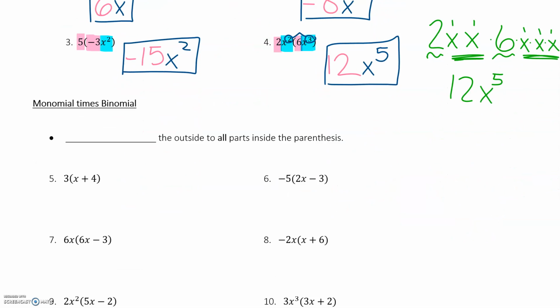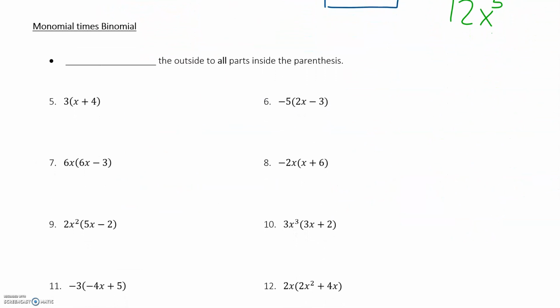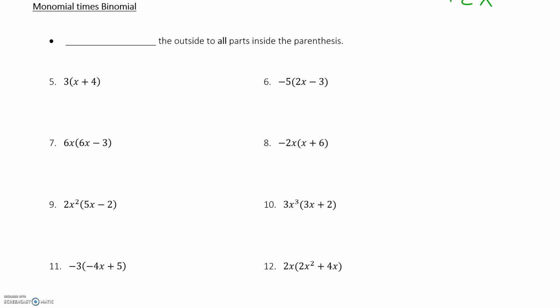All right, let's change it up a little bit more. Now we're going to look at taking a monomial. Remember what we said monomials were? That's right, one term. And now we're going to multiply it by a binomial. Do we remember what binomial is? Remember, the prefix bi means 2. So that means 2 terms. Okay? So that means we're going to have one term multiplied by 2 terms. That means we're going to have a plus or a minus sign in here. Okay?